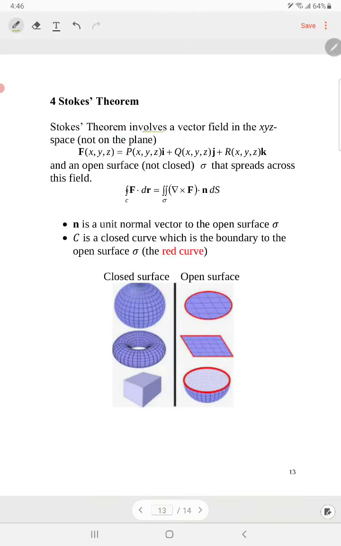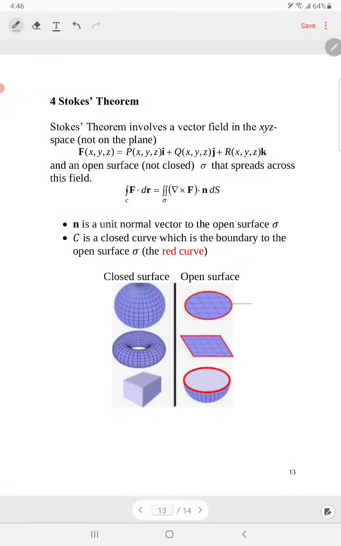Stokes' theorem involves a vector field in XYZ space and an open surface sigma that spreads across this field. According to Stokes' theorem, the integral of F dot dr over a closed curve C is equal to the integral of the curl of F dot the unit normal vector n over the open surface sigma. Here, n is the unit normal vector to the open surface sigma, and the closed curve C is the boundary of the open surface sigma.